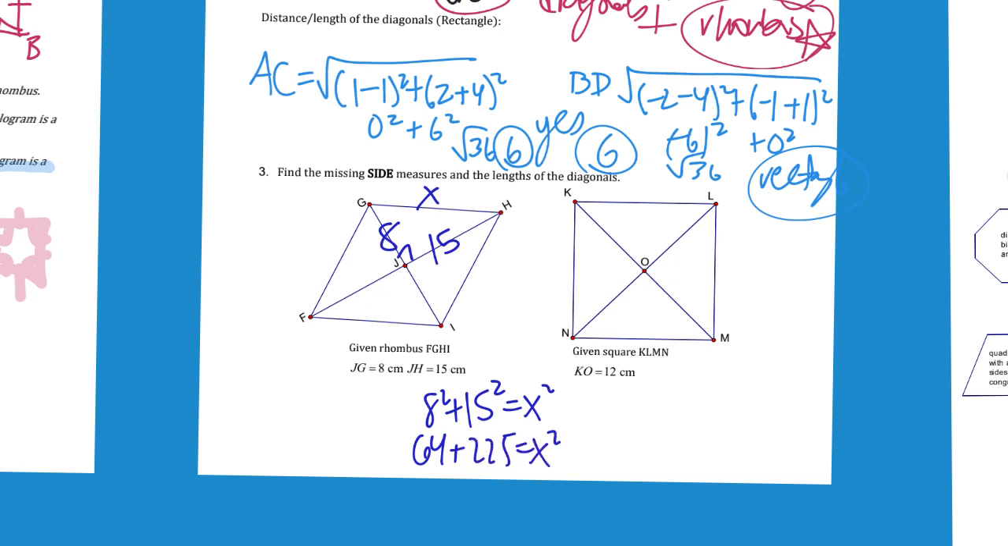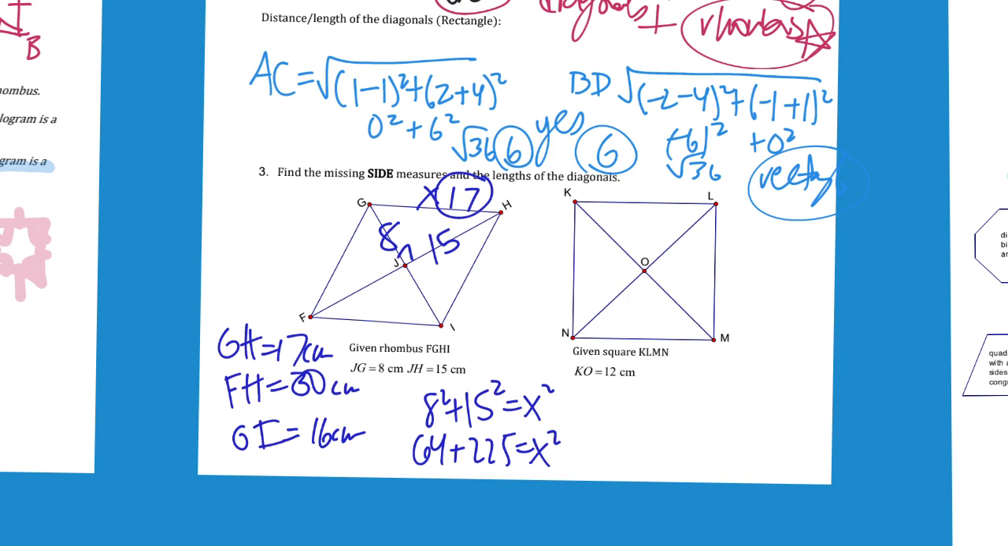And then if you add those up, you get 289, and then take the square root. The square root of 289 is 17. So that means this length is 17 here. And so that means from F to H, the length is going to be 30 centimeters. And then from G to I, we got 16 centimeters. And then from G to H is equal to 17 centimeters. Kind of cute. Okay, there we go.